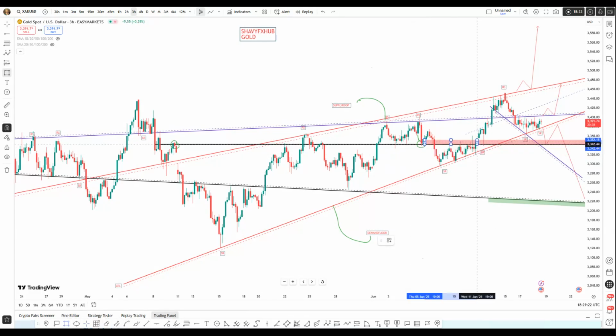So I also want to put a shade on it. If price returns there, reduce your risk, manage your risk properly, and enter a buy at that level.